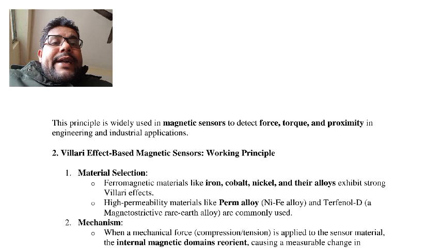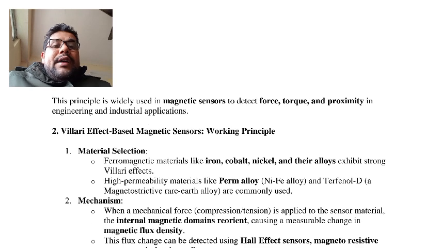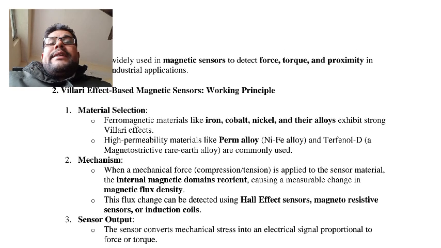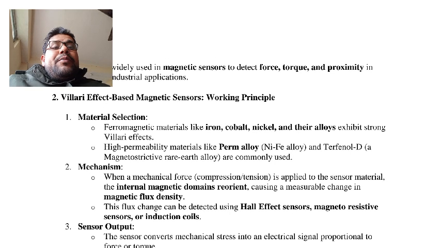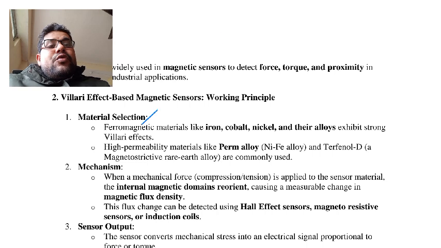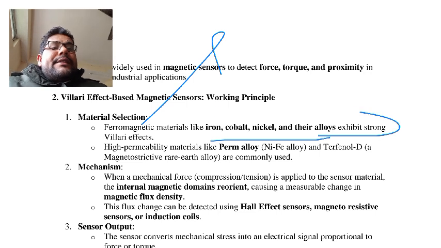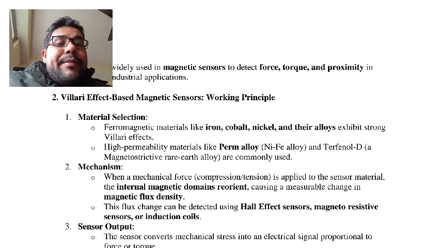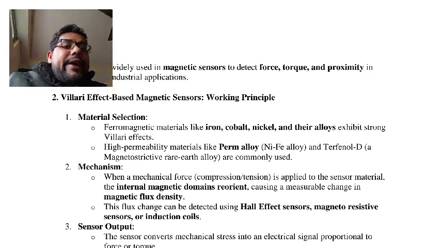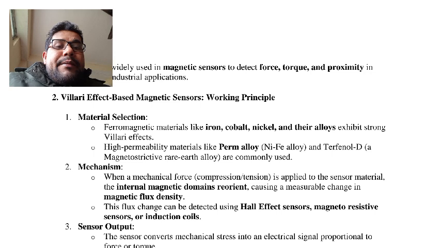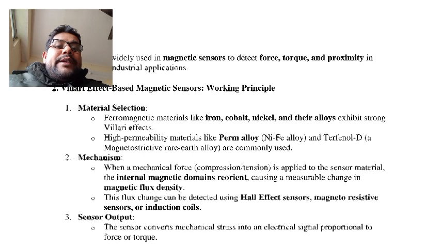How does a Villari effect based magnetic sensor work? First, selection of material. How can we select the material? The material should be ferromagnetic, like iron, cobalt, and their alloys, which give a strong Villari effect. Second, high permeability material like permalloy, a nickel-iron alloy, and Terfenol-D, a magnetostrictive rare earth alloy, are commonly used. What is the mechanism used here?